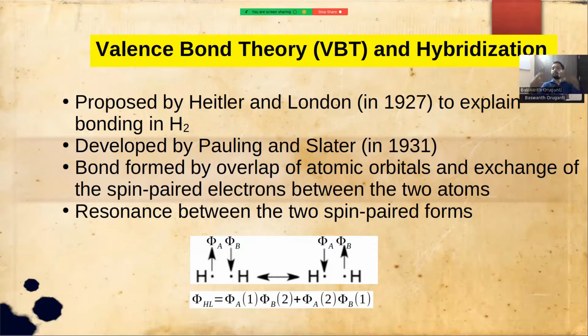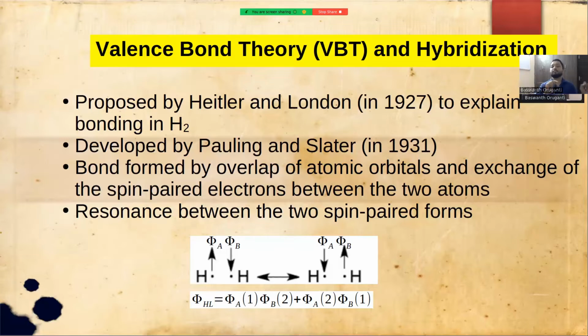So the bond is formed by the overlap of the atomic orbitals and exchange of electron spin between the two atoms. The overall molecule can be described as a combination of these two spin-paired forms. This combination is termed resonance. So the wave function of the hydrogen molecule is a resonance between the two forms.